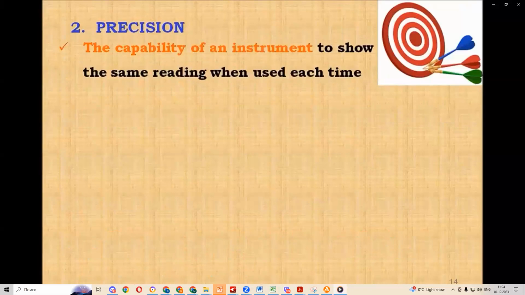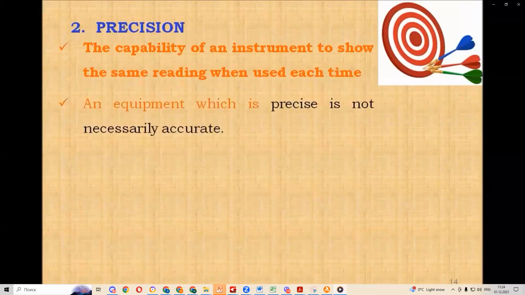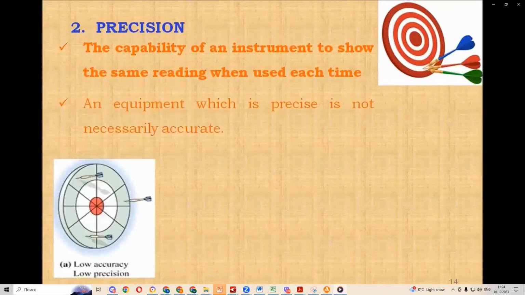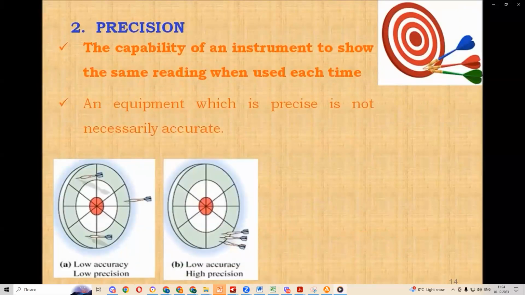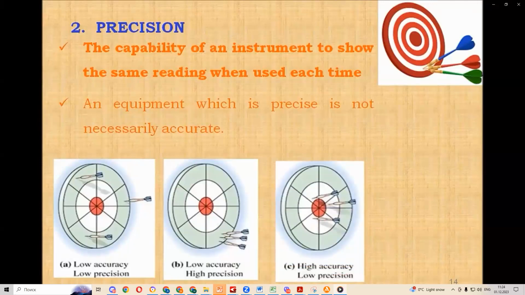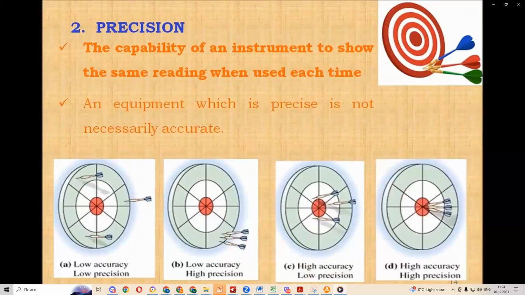Second characteristic is precision, defined as the capability of an instrument to show the same reading when used each time. An equipment which is precise is not necessarily accurate. In the given diagram, the first diagram shows low accuracy and low precision results. The second diagram shows low accuracy and high precision results. The third diagram shows high accuracy and low precision results. The fourth diagram shows high accuracy and high precision results.